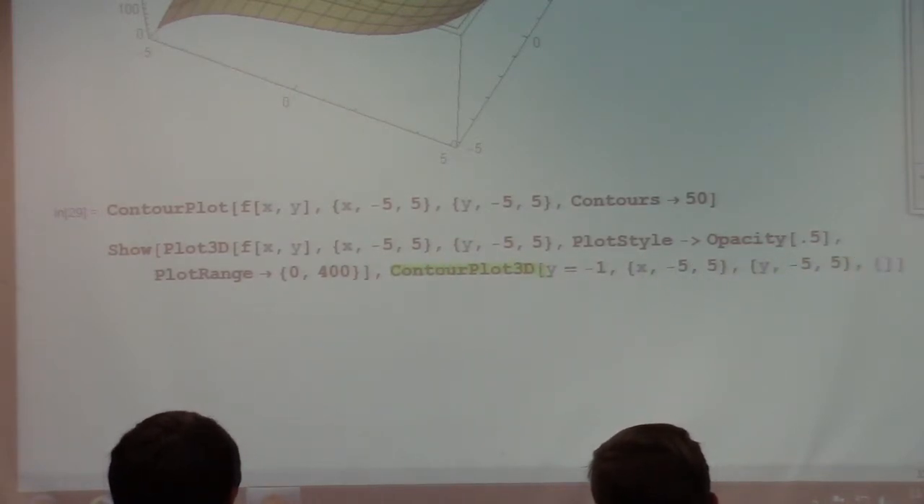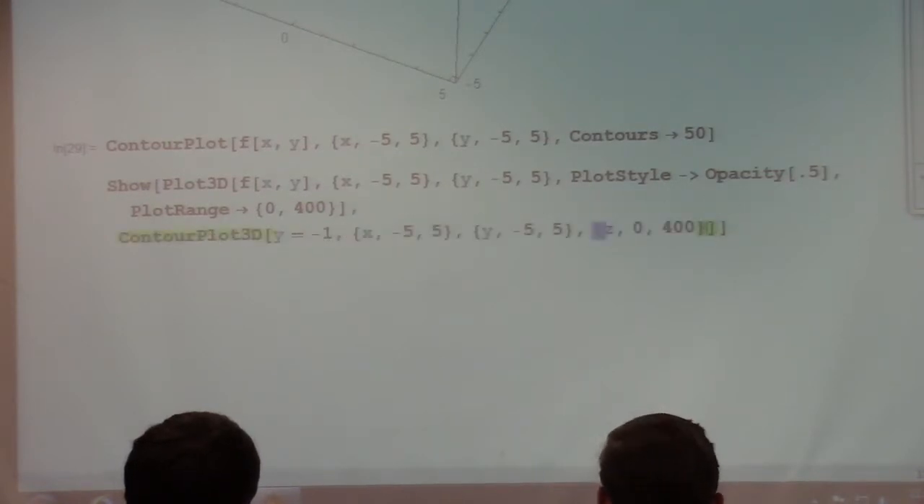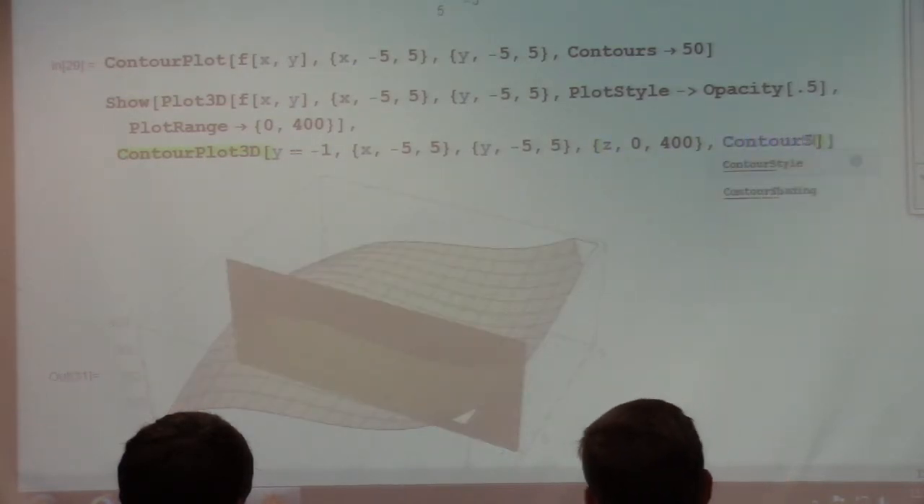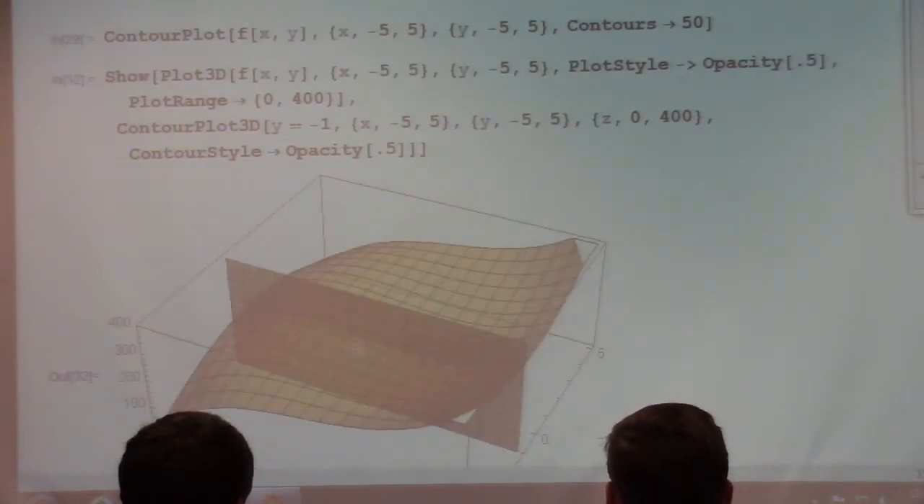Though if we're going to see the entire plane, since my plot range here was 0 to 400, I better make z go from 0 to 400. You need 3 variables inside contour plot 3D because we are in three-dimensional space. There it is. You can also make that more opaque or less opaque with contour style instead of plot style. Opacity still works. See through it better. Okay?